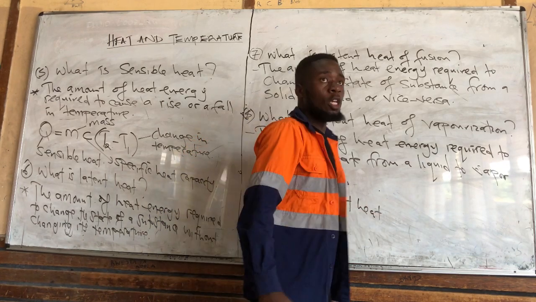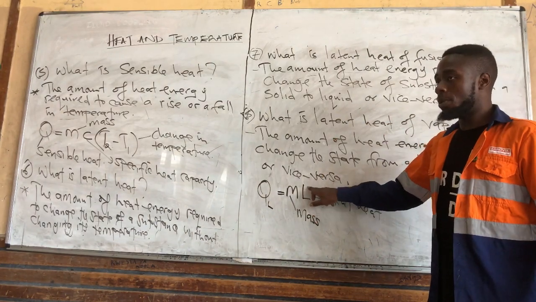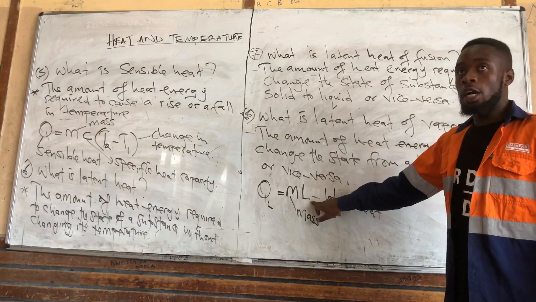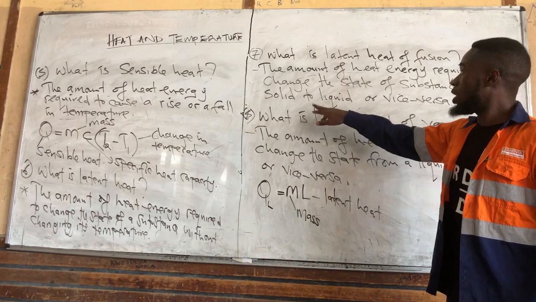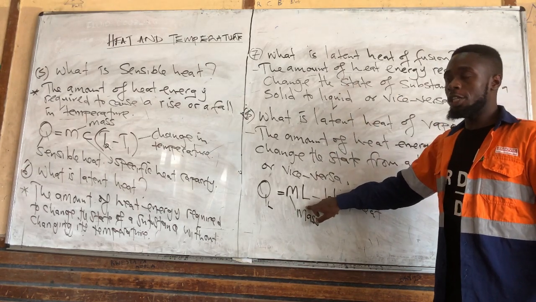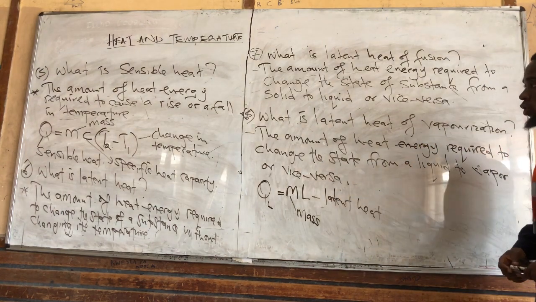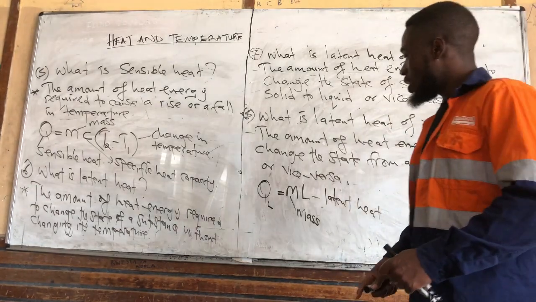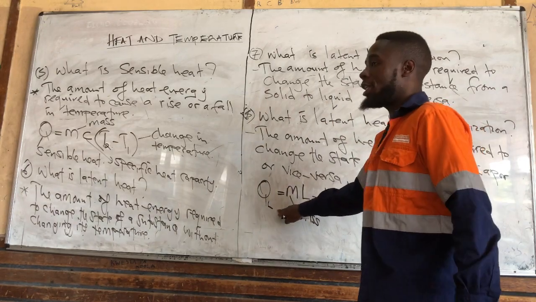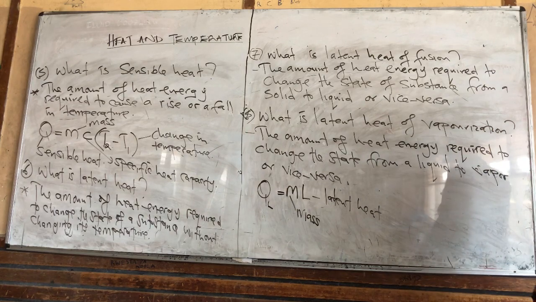In some formulas, sometimes after L they'll put a V here, sometimes they'll put an F here. If you have a V here, meaning the latent heat of what? Vaporization. If you have an F here, meaning the latent heat of what? Fusion. So the total heat energy in a substance is equal to the latent heat plus the sensible heat.